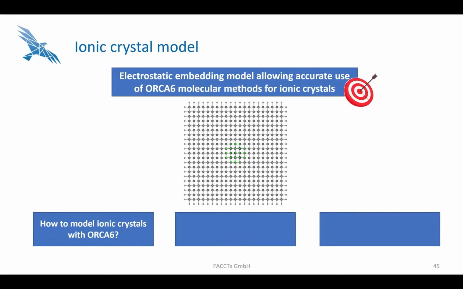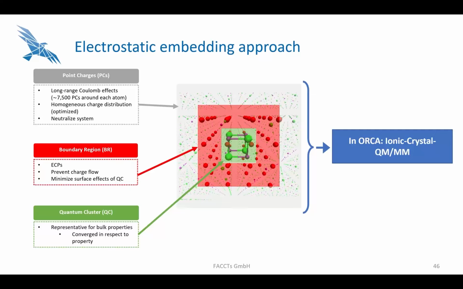How can we model ionic crystals with ORCA 6? As I already said, the answer is in using an electrostatic embedding approach, but not any electrostatic embedding approach, but the ionic crystal QM/MM approach as is implemented in ORCA. Here we have to create a quantum cluster as the center of our model. This has to be representative for the bulk property of the solid-state system we want to calculate, since this is the part where the actual quantum chemical calculation takes place.